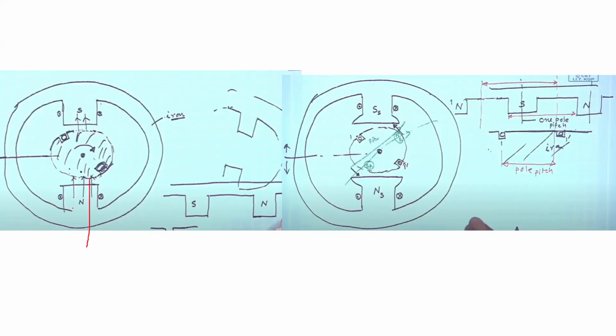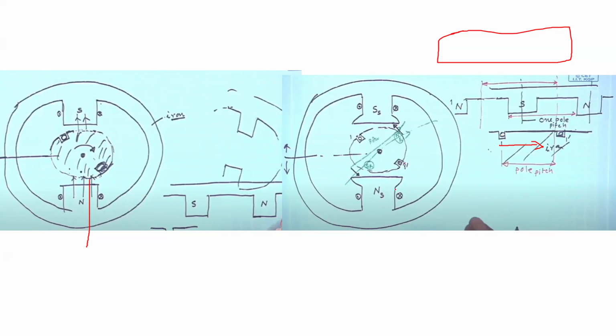Because this is like a cylinder, if I cut it and see it linearly, I will get it like a plane sheet like this. This is the plane sheet in which we have North Pole and South Pole, like the earlier diagram. Since this rotor is moving, this coil is being moved, and as per Fleming's right hand rule, it will generate EMF if it is acting as the generator.